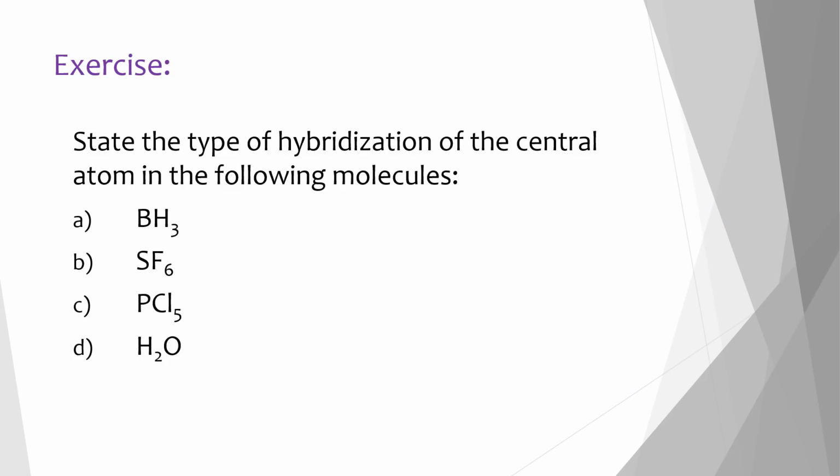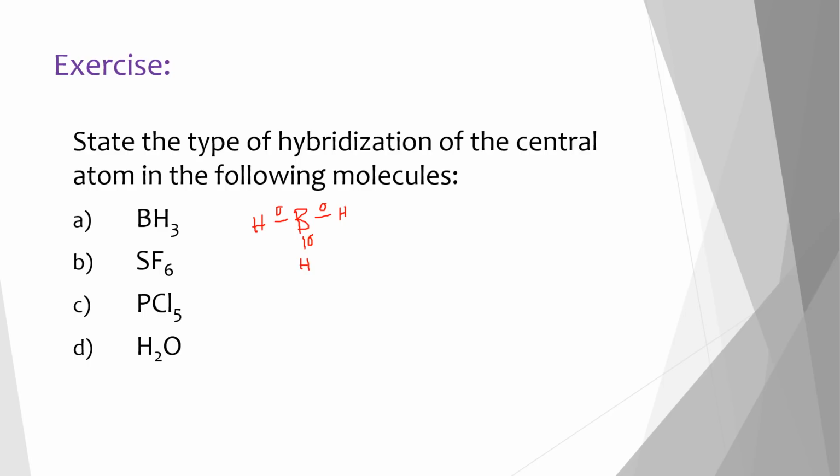An exercise for you so that you can master hybridization. State the type of hybridization of the central atom in the following molecules. Number 1, BH3. To determine the type of hybridization, you can draw the Lewis structure of the molecule first to determine the types of bonds that exist in the molecule. For the BH3 molecule, the Lewis structure only forms 3 sigma bonds, or 3 single bonds, with hydrogen. So it doesn't have any double bond, so it doesn't need to form a pi bond.